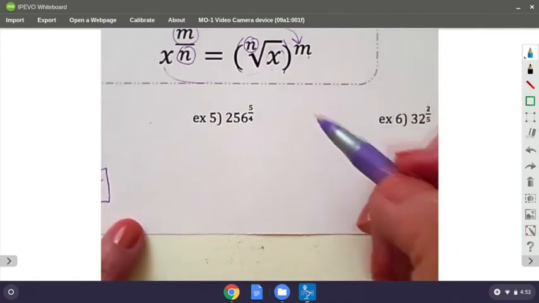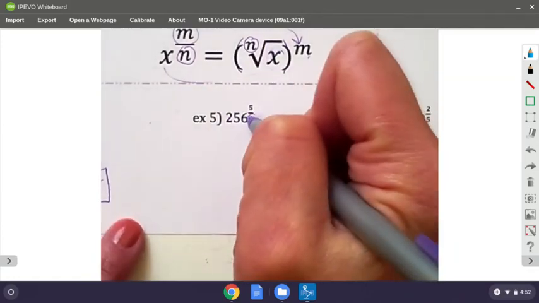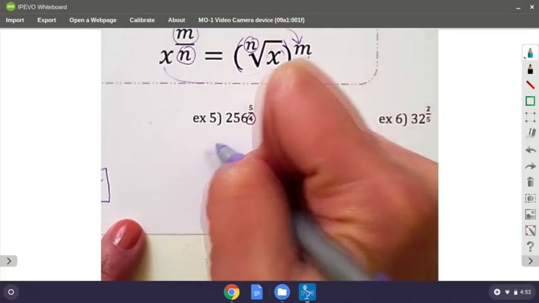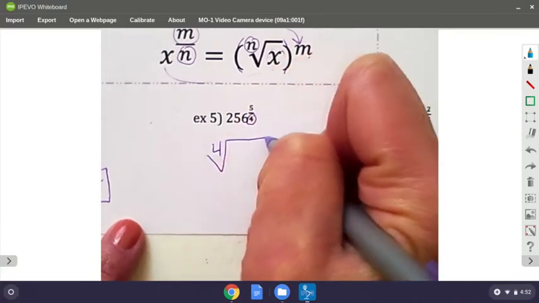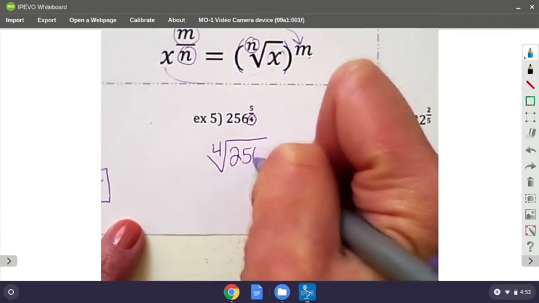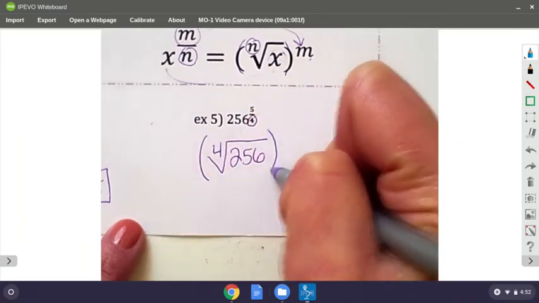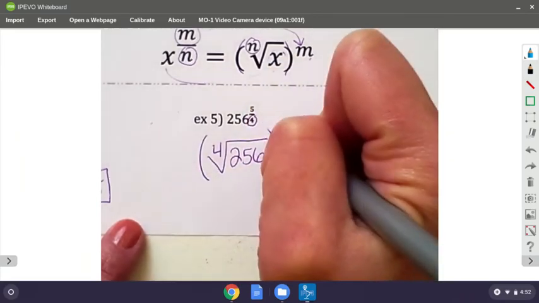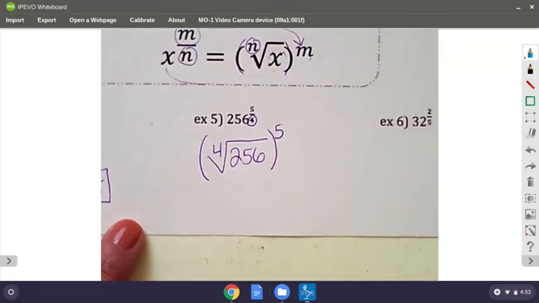Okay, let's take a look at this one. So this one's 256 to the 5/4 power. So this denominator determines what root it is. So it's going to be the 4th root of 256. So what times itself 4 times is 256? And then it's raised to the 5th power.